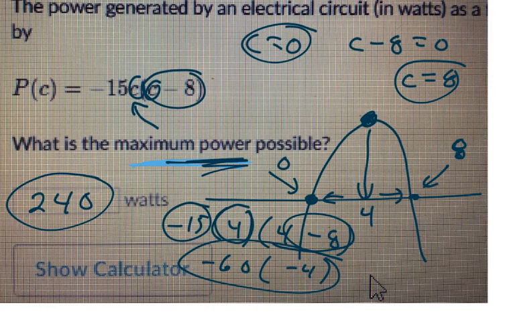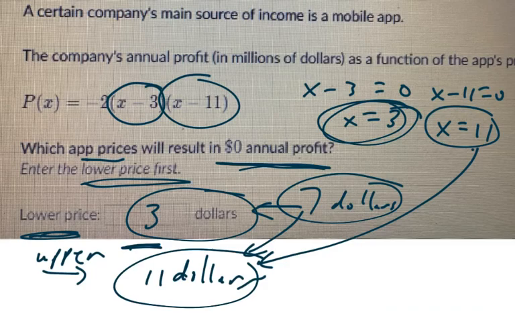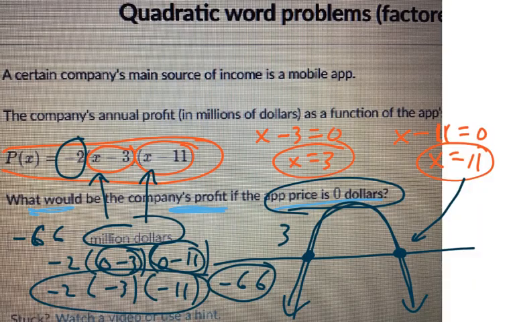So what did we just figure out? That at 4, when C is 4, we get our maximum value, which is 240 watts. So guys, hopefully, if anything, you're seeing how real life problems are solved using quadratics. That's something that's not taught enough of, I know.